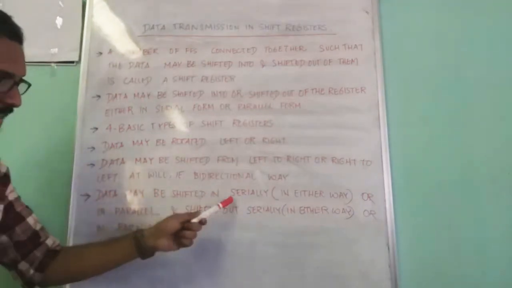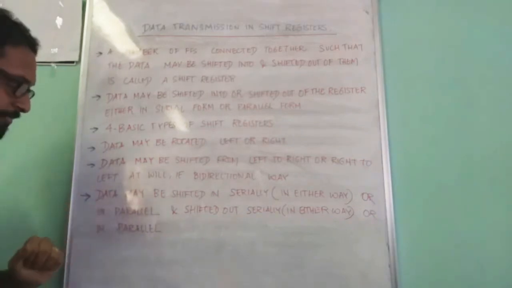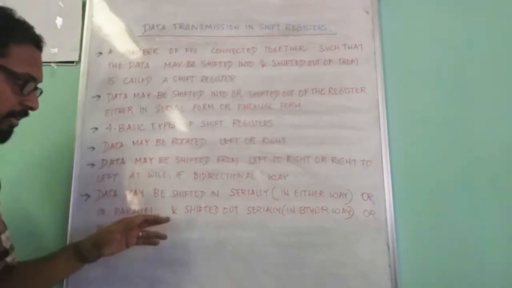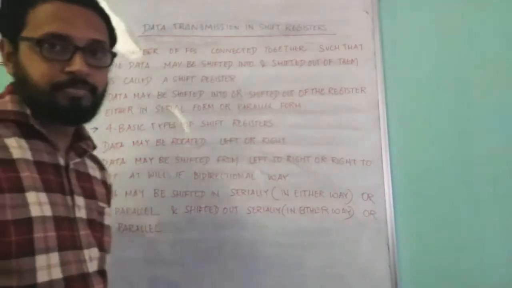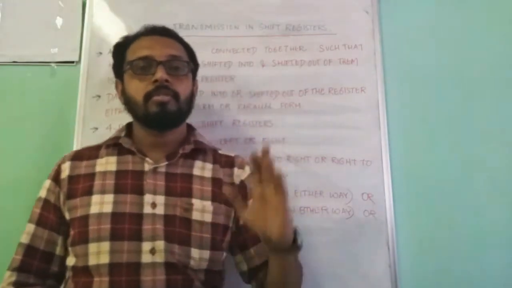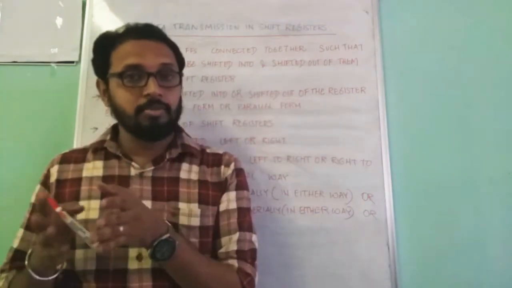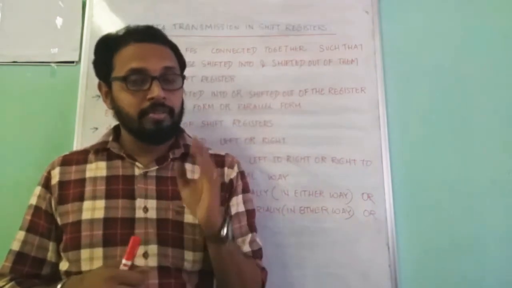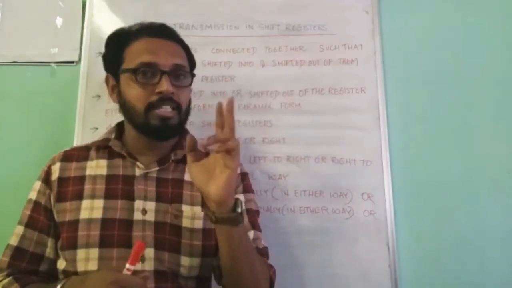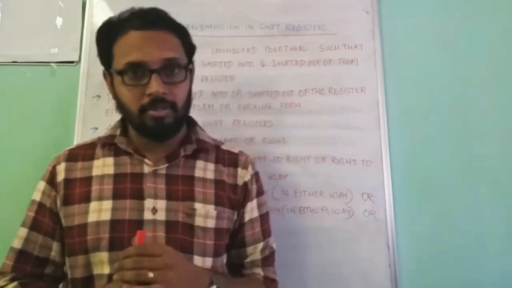Data may be shifted in serially, in either way, that is from both ends, or in parallel, and shifted out serially, in either way, or in parallel. First we will go over the different types of data transmission, and based on that, the shift registers. But today we will discuss SISO and SIPO first, and after that the bidirectional shift register as per our syllabus.